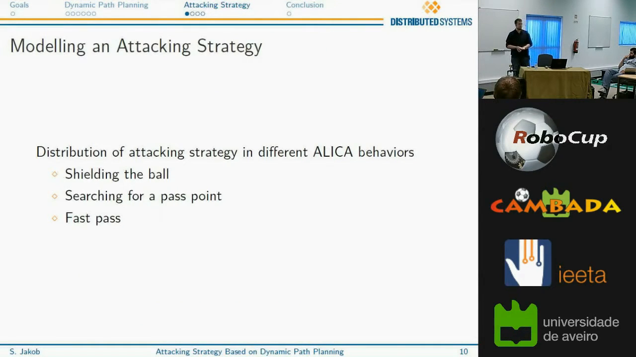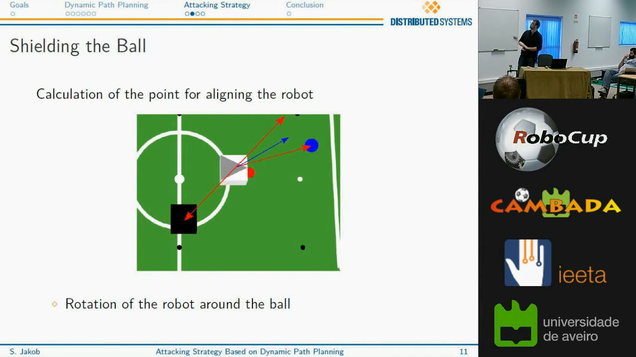The next part was modeling an attacking strategy, which consists of several ALISA behaviors and plans, and I'll show you 3 of them. The first one is used for shielding the ball. It's actually a kind of easy calculation. We have our own robot, the closest enemy to the robot, and our target point. So in the first step, we calculate the vector between our robot and the first obstacle. We turn it by 180 degrees and receive this vector, which will be a part of the alignment vector.